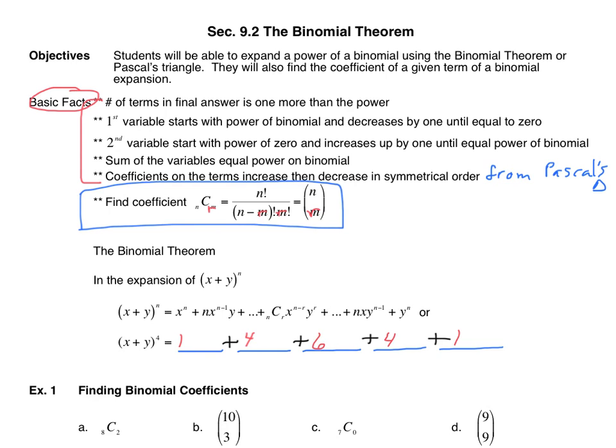All right, so then we're going to go to this right here. It says the first variable starts with the power of the binomial and decreases by 1 until it equals 0. Well, what does that mean? This is the first term. Notice that it's on the left. We're going to take that first term, whatever it is, and so I'm going to use light purple. And so I'm going to put all of my first terms in light purple. It'd be handy if you color-coded yours as well.